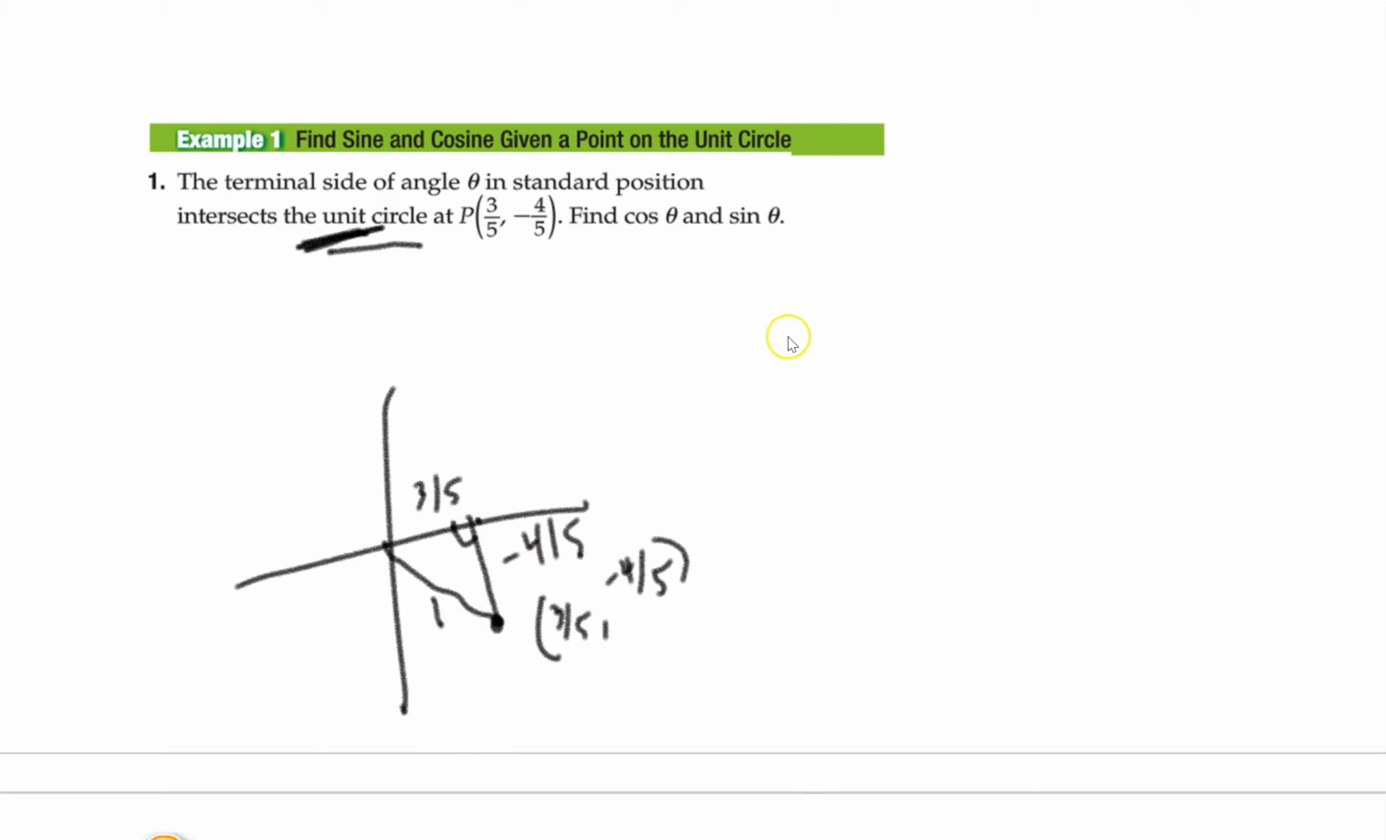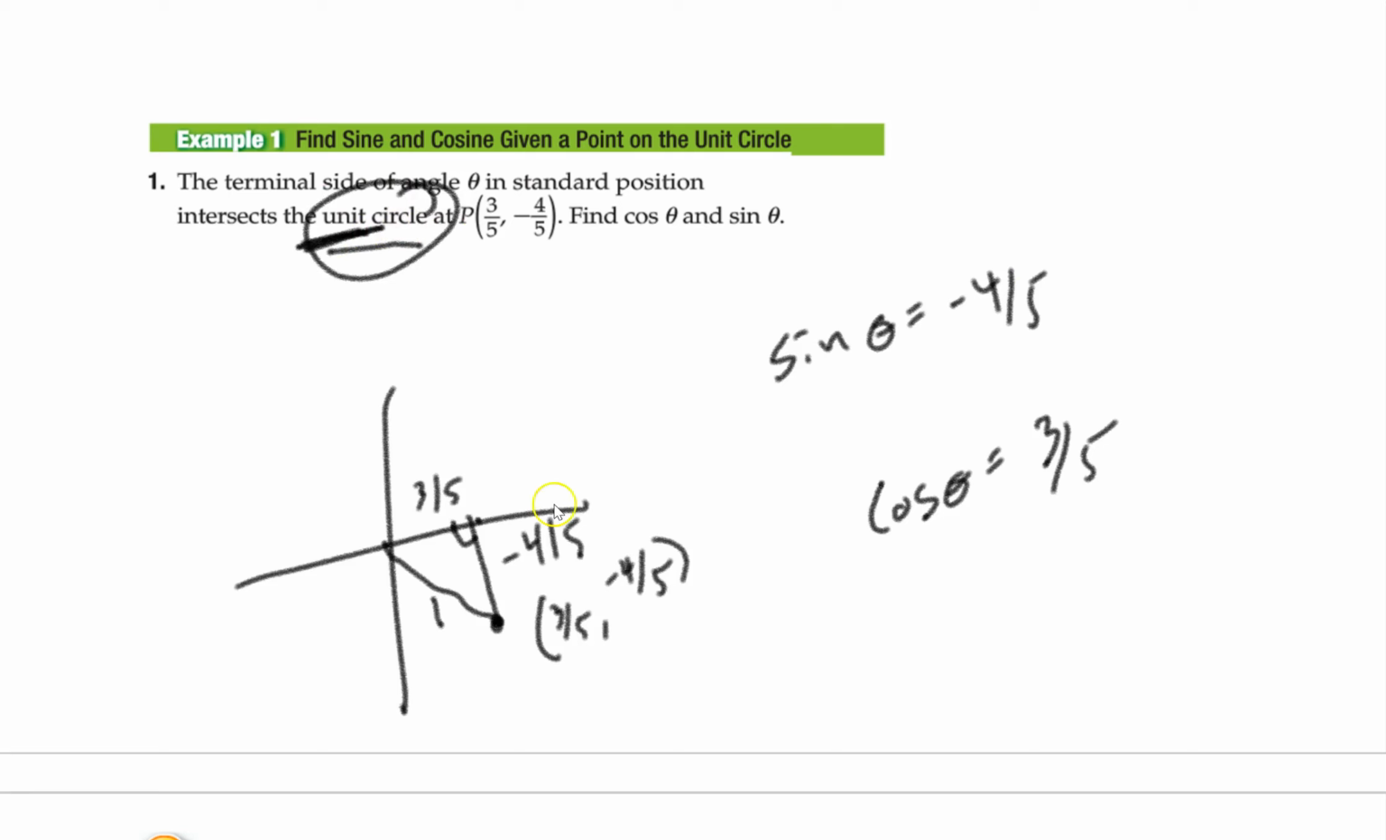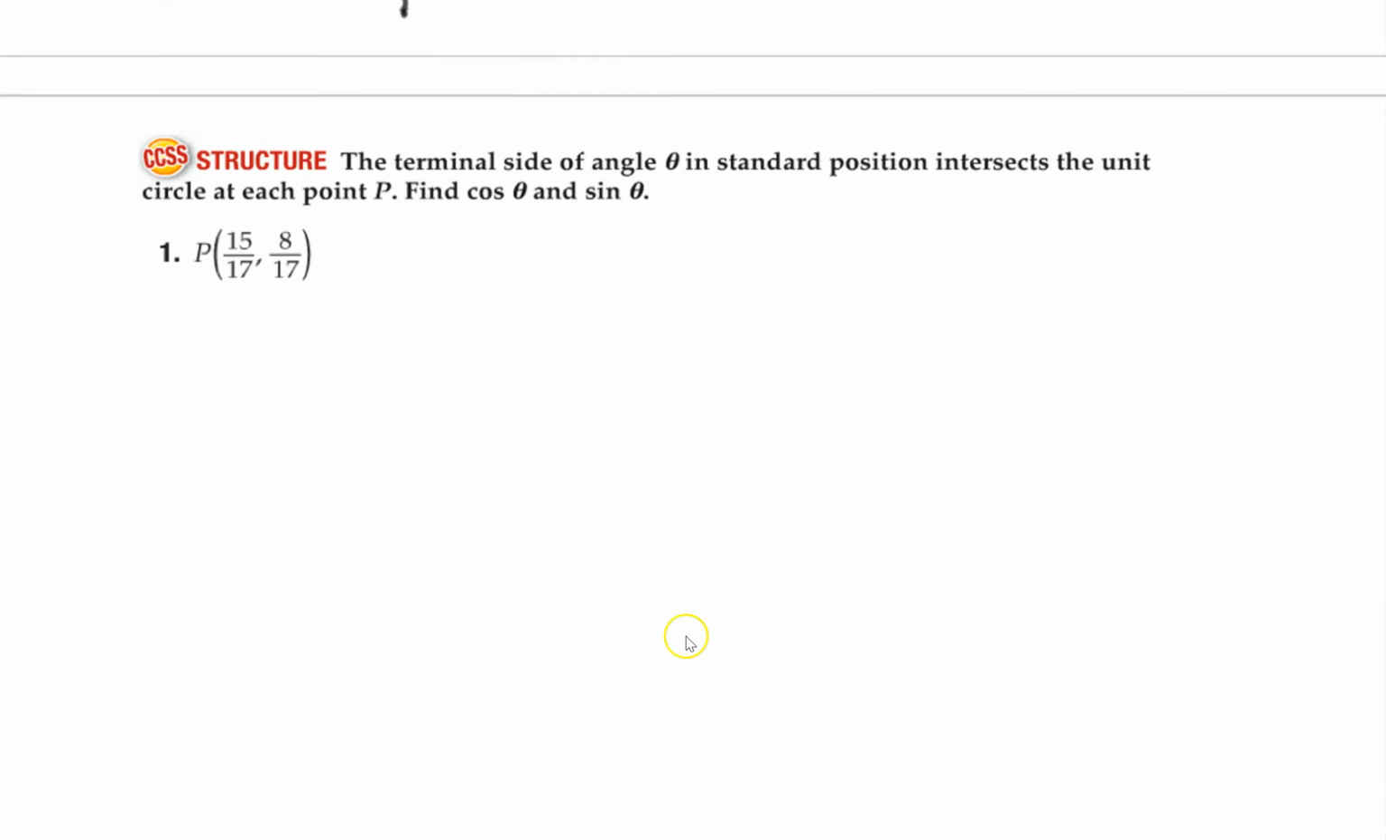So they want you to find sine and cosine. Well, sine theta is, right, SOHCAHTOA, opposite over hypotenuse, so -4/5. Cosine theta is adjacent over hypotenuse, so 3/5. And done. Right? Because on a unit circle, I don't have to worry about this. Sine is the y value and cosine is the x value. That's it. Done.